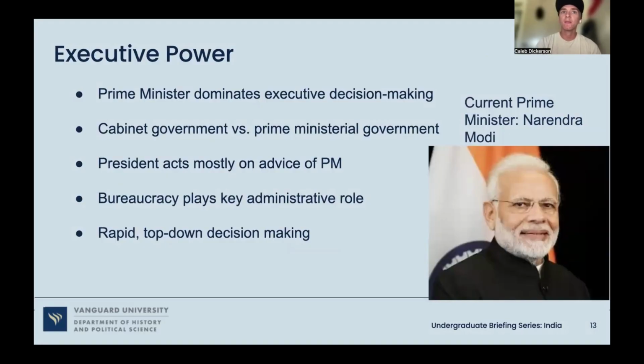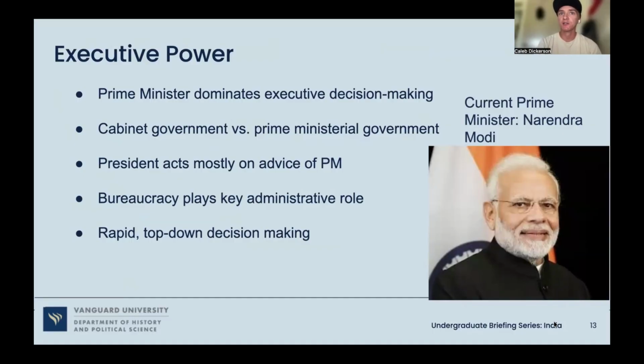In practice, executive power in India is highly concentrated in the prime minister. While the system is technically based on cabinet government, where decisions are made collectively, it actually functions more like a prime ministerial system. When the ruling party has a strong majority, the prime minister sets the legislative agenda and controls party direction. It reduces internal checks within the executive.